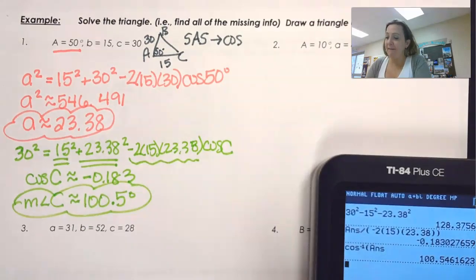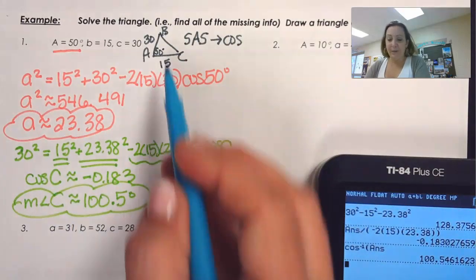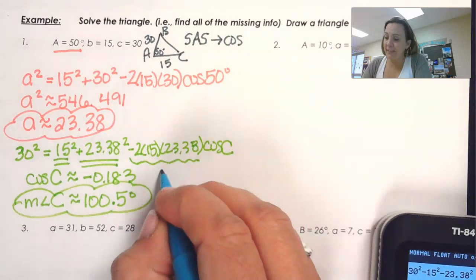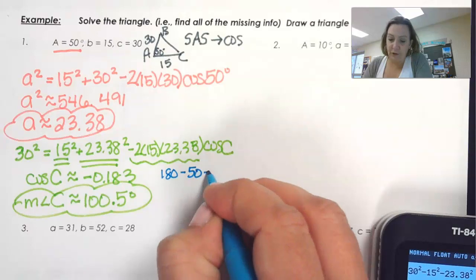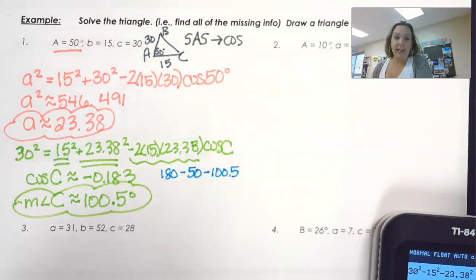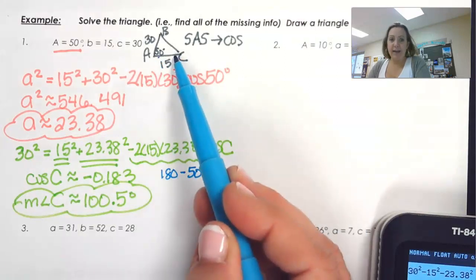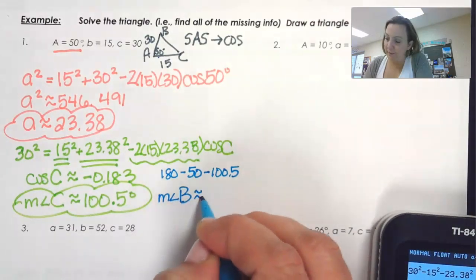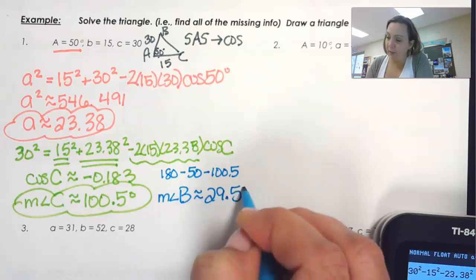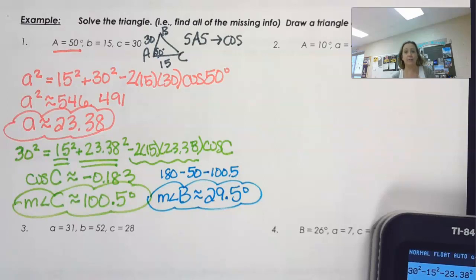Well, now we have the missing side A. We have the missing angle C. Now we need the missing angle B. And as fun as it would be to use the law of cosines again, it does make the most sense to use the triangle sum theorem. We're going to take 180, subtract off angle A, subtract off what we have for angle C, and that's going to give us my measure of angle B. So my measure of angle B is going to be about 29.5 degrees. Notice I'm using the approximately equal to symbol because I'm rounding all these.